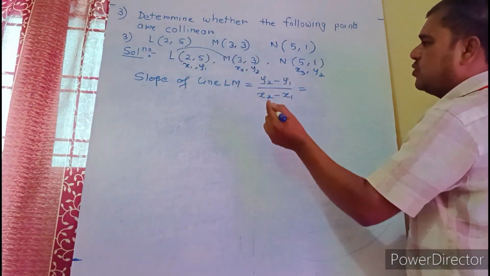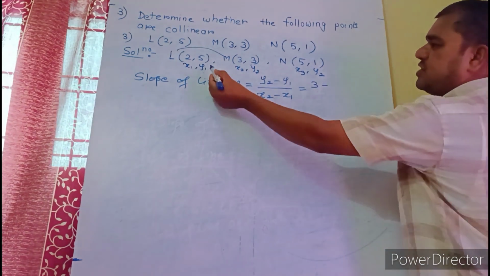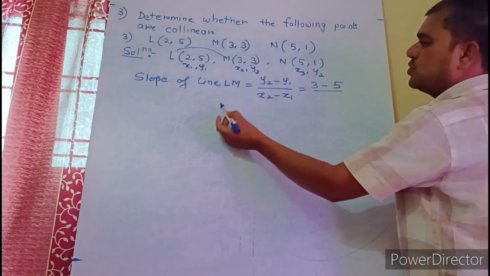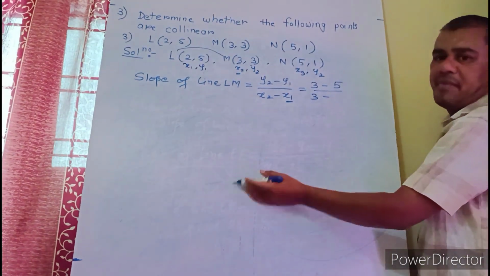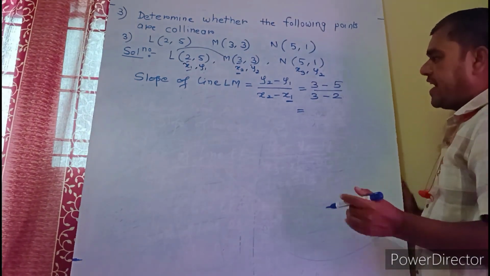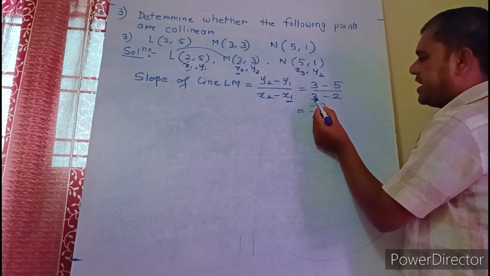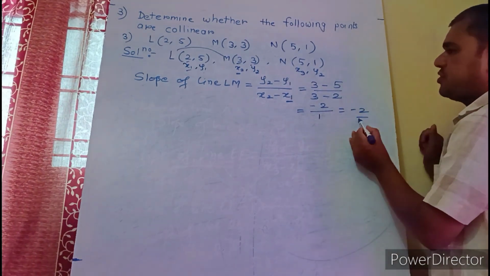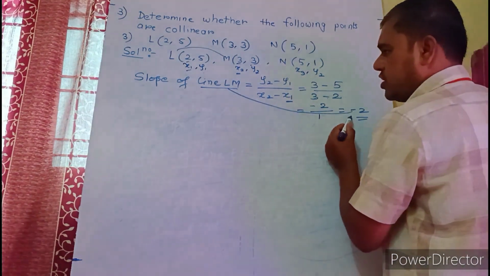Now by putting the value of y2, that is 3, minus the value of y1, that is 5, divided by x2, the value of x2 is 3, minus the value of x1, which is 2. On calculating, we find 3 minus 5, that is minus 2, divided by 3 minus 2, that is 1, which is equal to minus 2. The slope of line LM is equal to minus 2.